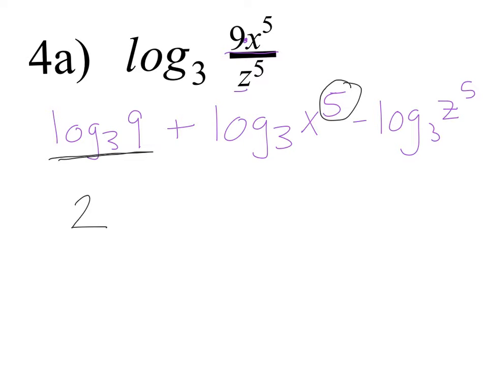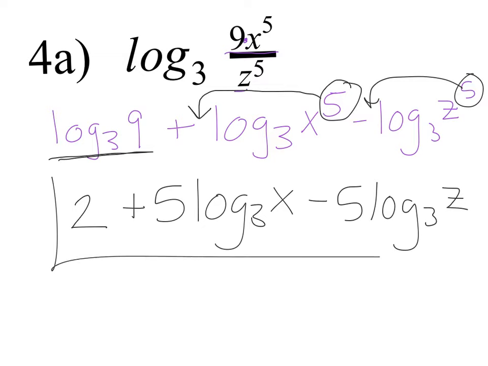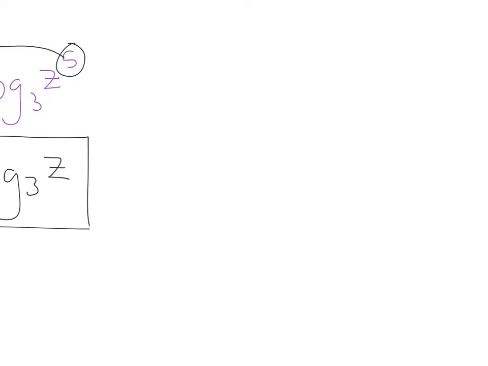This exponent, to expand it, would come out to be multiplying. This would be 5 log base 3 of x. This exponent comes out in front to be multiplying. Subtract 5 log base 3 of z. Next one, please.